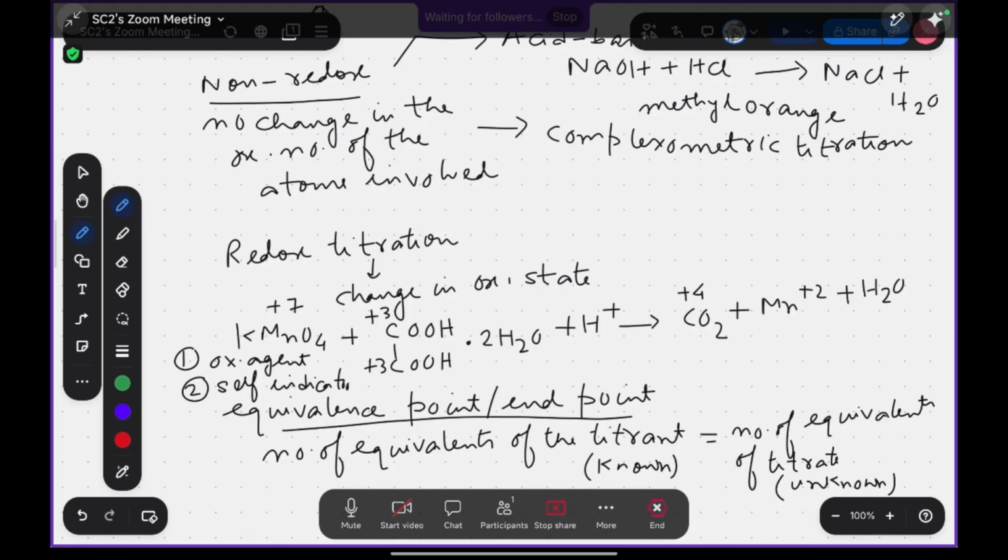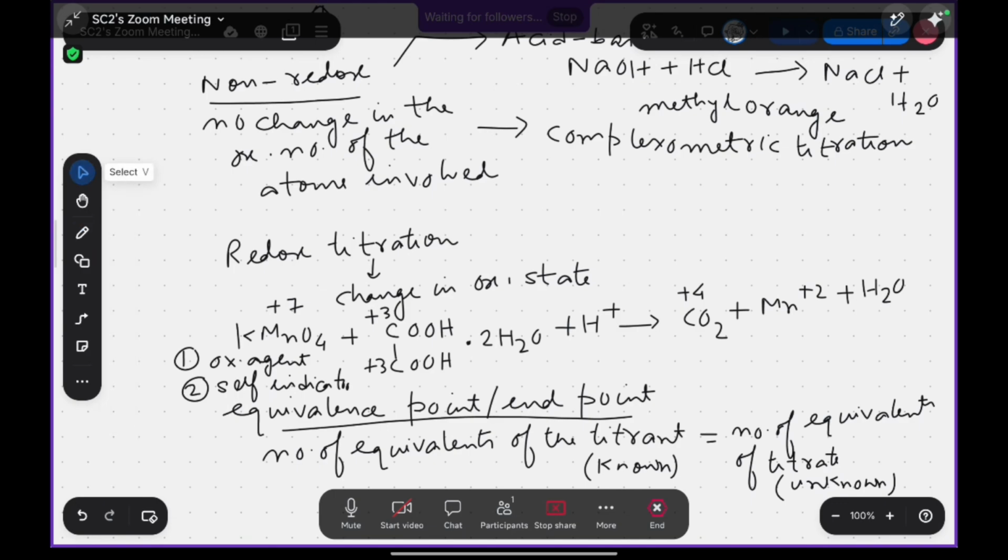That means in this titration, what happens when you start pouring? I'll be sharing the picture with you once again. Let me share the picture. Just write it down. Equivalence point is that in which the number of equivalents of the titrant is equal to the number of equivalents of the titrate, the unknown solution.